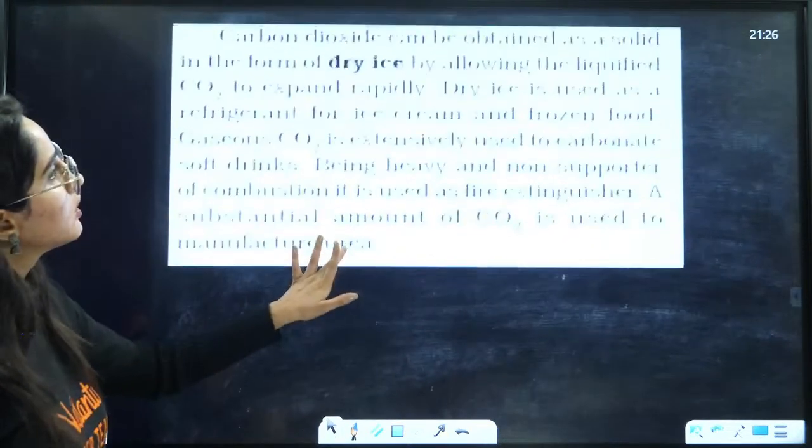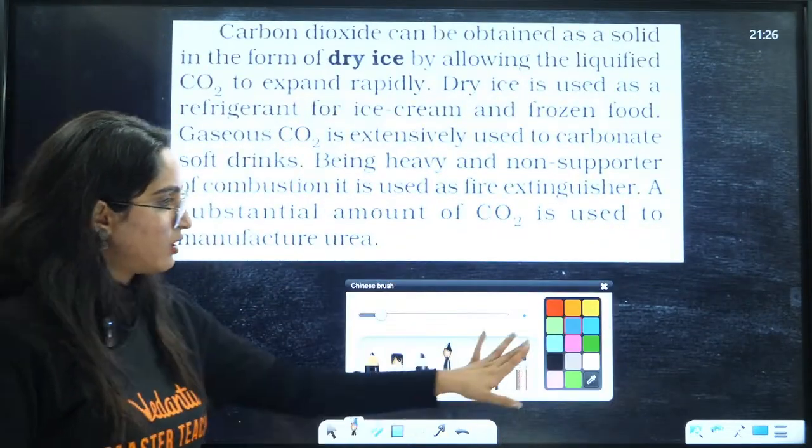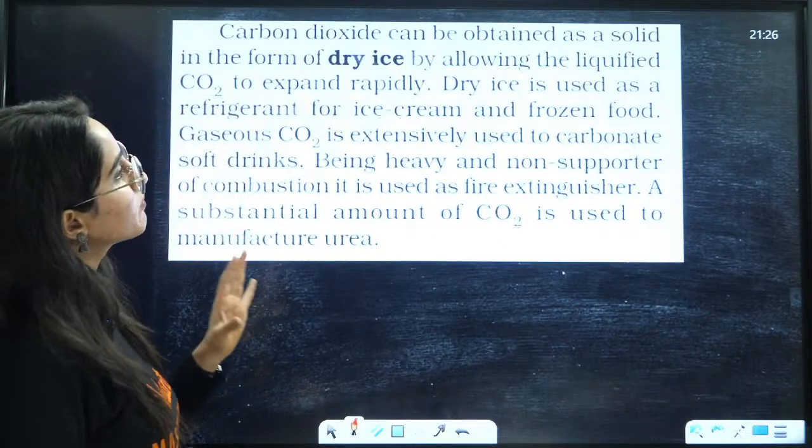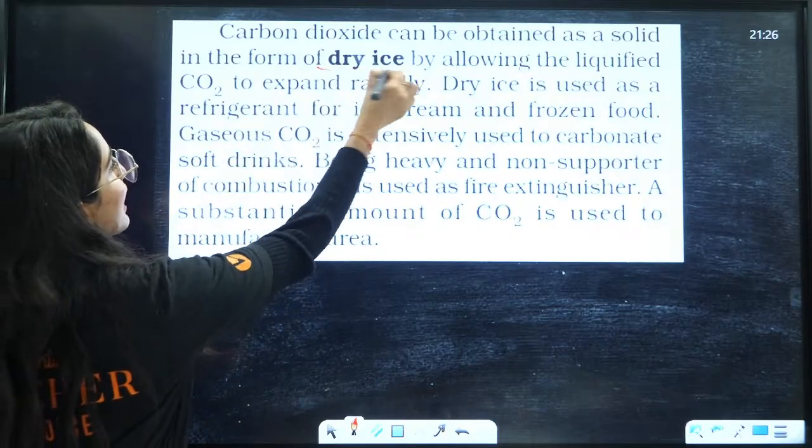But now, definitely work is going on this. Carbon dioxide can be obtained as solid in the form of dry ice.